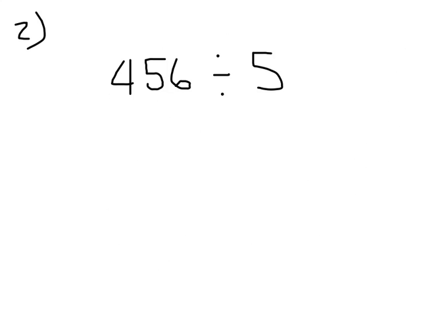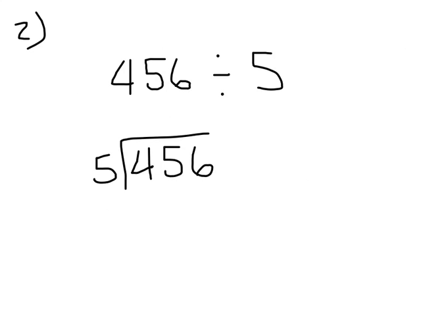Let's do another example. 456 divided by 5. When I divide 456 divided by 5, should I start with 4 hundreds, 45 tens, or 456 ones? I'm going to start with 45 tens. I don't have enough hundreds to split them into 5 groups. I do have enough tens. How many times does 5 go into 45? 5 goes into 45 9 times.